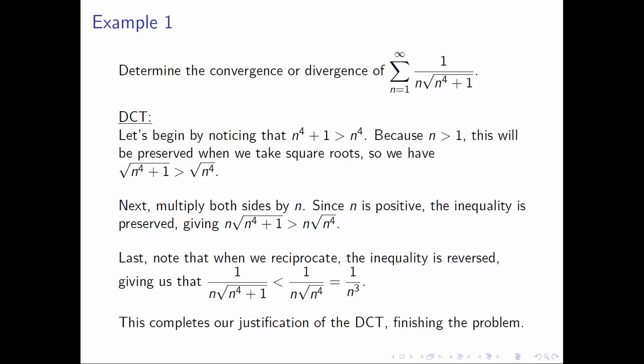Last, note that when we have an inequality like this and we reciprocate it, and take 1 over, we do actually reverse the inequality. And that tells us that 1 over n times the square root of n to the 4th plus 1 is less than 1 over n times the square root of n to the 4th. And again, doing some algebra, n times the square root of n to the 4th is just n cubed. So this completes our justification of what we had to show in order to use the direct comparison test.